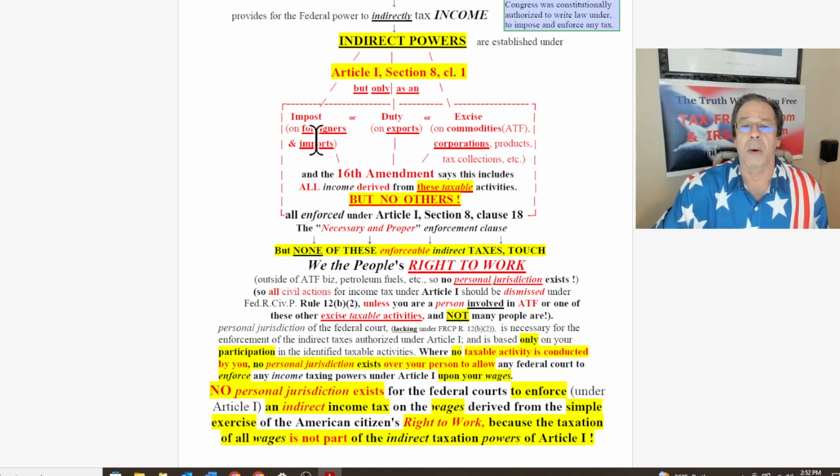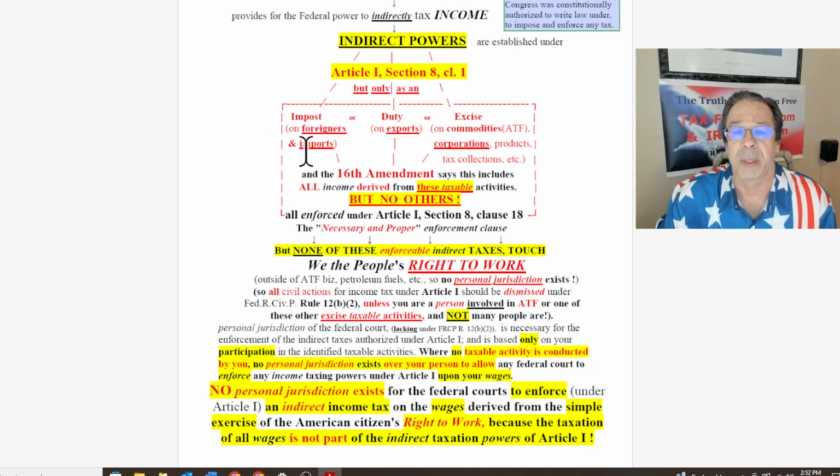We saw that none of these powers, impost on foreigners, duty on exports, excise on commodities and corporations, reach the American people's right to work with legal effect. So there's no personal jurisdiction over the person to charge them with Article 1 taxation unless they're involved with alcohol, tobacco, firearms, import or export activities, or are working in a territory or possession or possibly some other foreign place, like in a foreign country under tax treaty maybe.